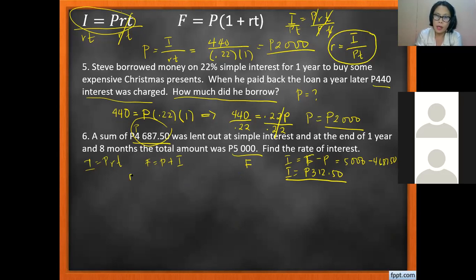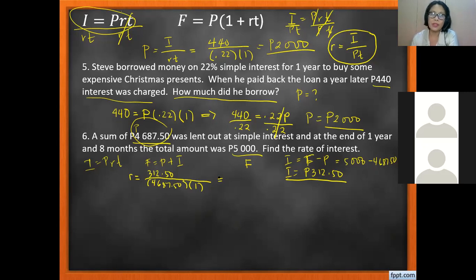So here, R equals, the interest rate is 312.5 all over the principal amount 4687.5 times 1, which is the time. So using your calculator, this is 312.5 all over 4687.5 times 1. Or you may not write 1 there because it's the same product.